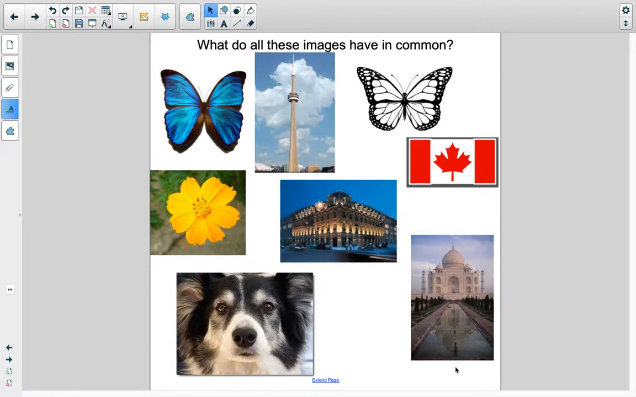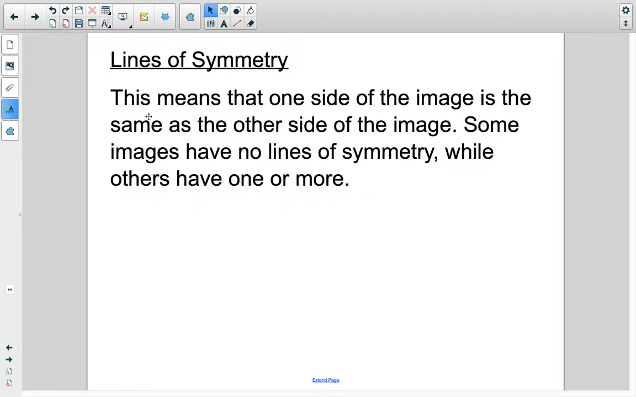Same with the Taj Mahal. This is a beautiful picture because even the water is sort of the same on one side as it is on the other. So we call this effect, the idea where one half of a picture is the same as the other half of a picture, symmetry. And in geometry, we refer to it as lines of symmetry. Lines of symmetry. This means that one side of the image is the same as the other side of the image. Some images have no lines of symmetry, while others have more than one.